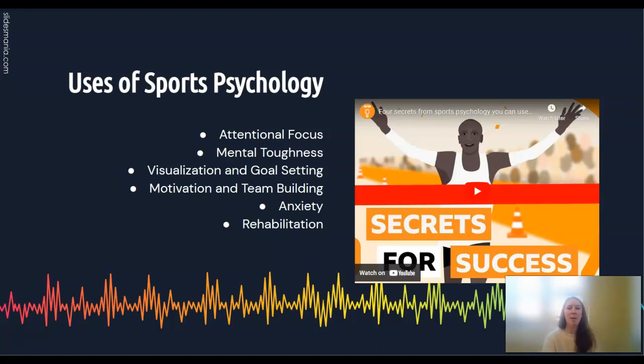Some of the uses of sports psychology are listed on this slide, and so we're going to run through them, and then I'm going to have you watch a video from the BBC that's going to run through how some of these things can be implemented.